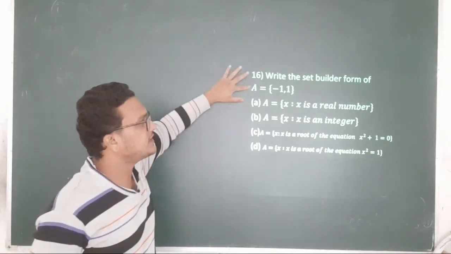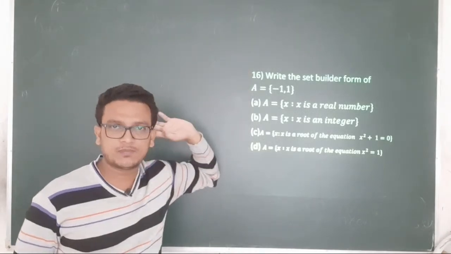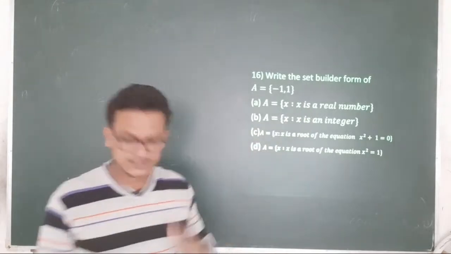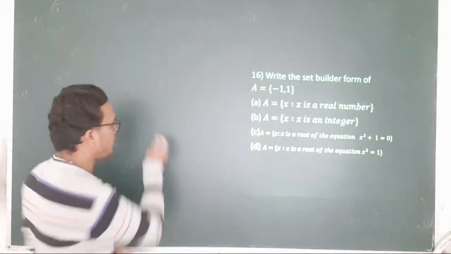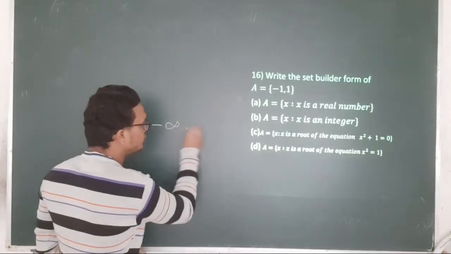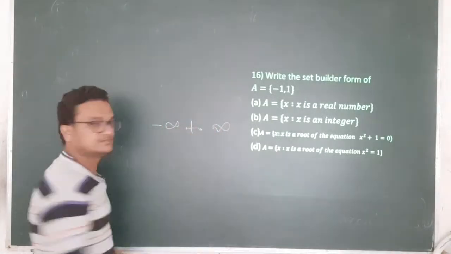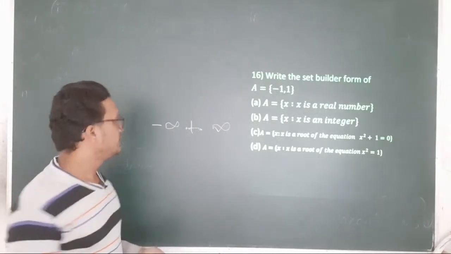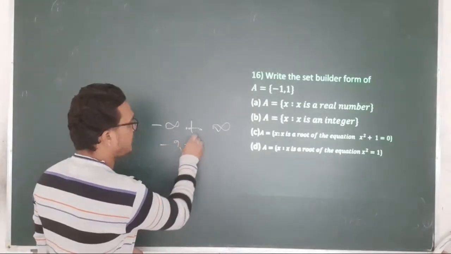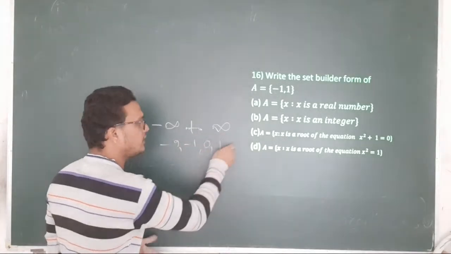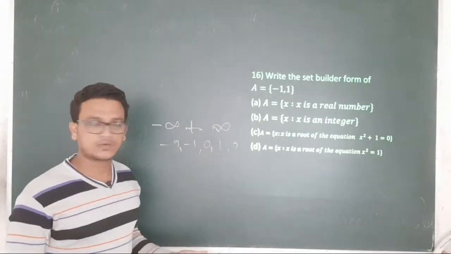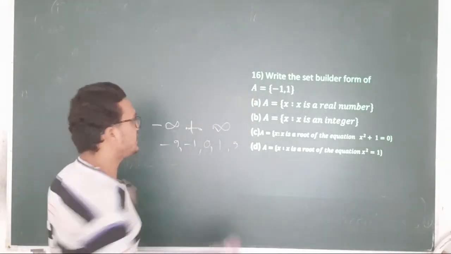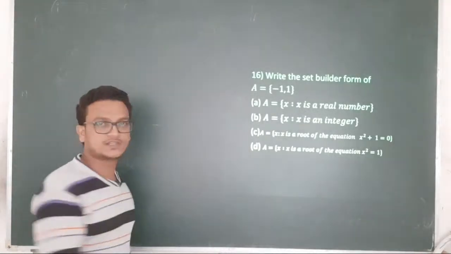No doubt, in set A, -1 and 1 are real numbers. But x is a real number means what? It is from -infinity to +infinity. Those are your real numbers. In that, -9, -1, 0, 1, 9 will come, and so on. But in set A, how many elements are there? Only 2 elements. So option A is not correct.